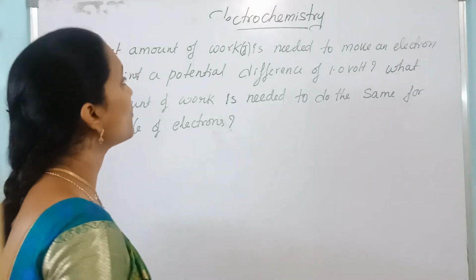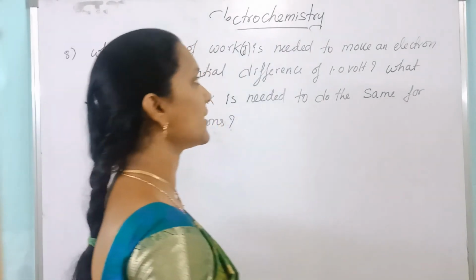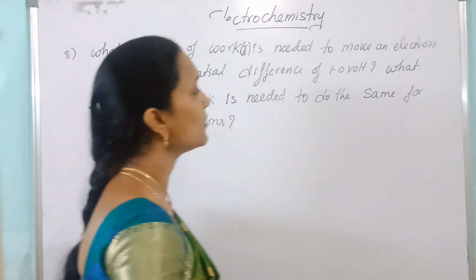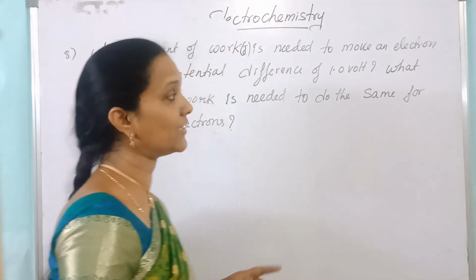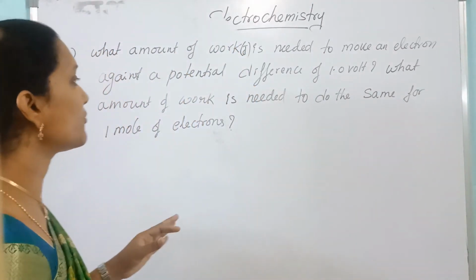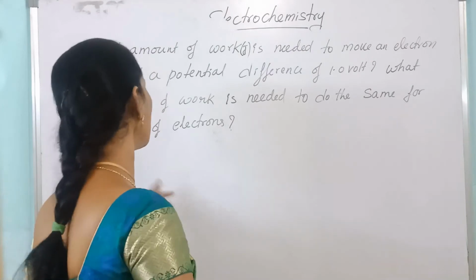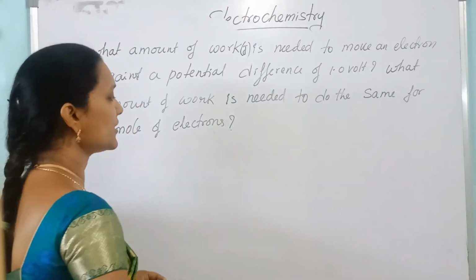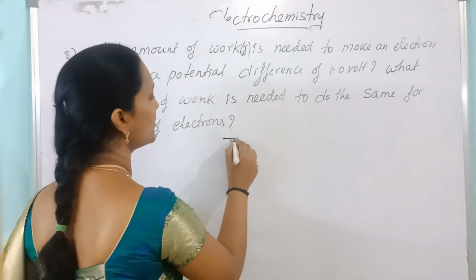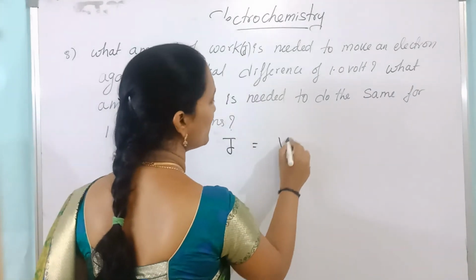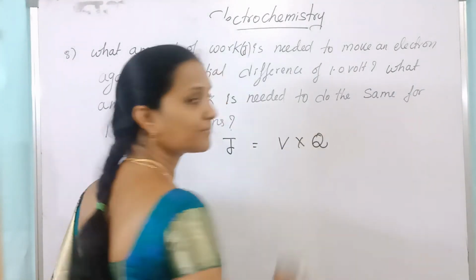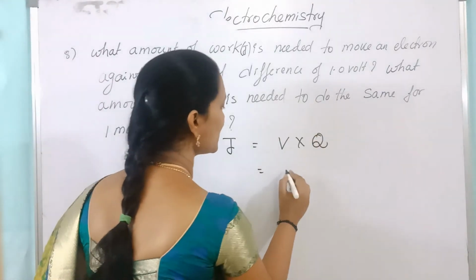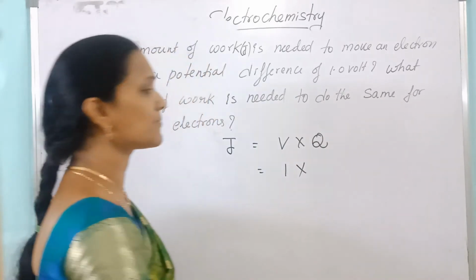Eighth problem. What amount of work in joules is needed to move an electron against a potential difference of 1 volt? Volts given. What amount of work is needed to do the same for 1 mole of electrons? For 1 mole of electrons also they are asking. Work in joules. It is equal to volts into quantity of electricity, yes or no? Volts into quantity of electricity.